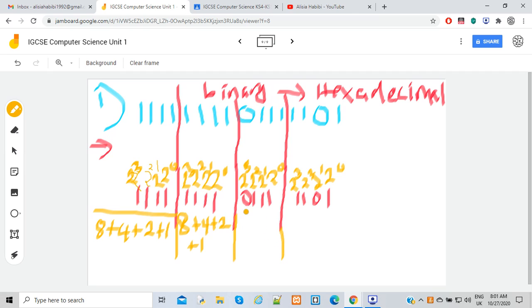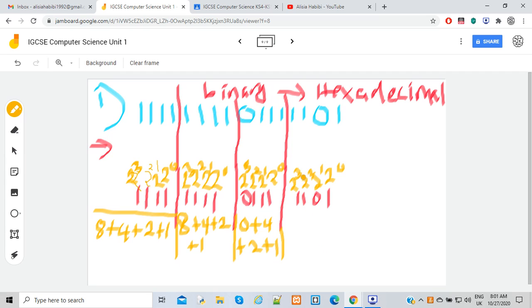And then on this side, we have 0 times 2 to the power of 3, which is 0 times 8, and that gives us 0, plus we have 1 times 2 to the power of 2, which is going to be 4, because 1 times 4 is 4, plus 1 times 2 raised to the power of 1, which is going to be 2, because 1 times 2 is 2, and then plus finally 1 times 2 raised to the power of 0, which is 1 times 1, and it's going to be 1.